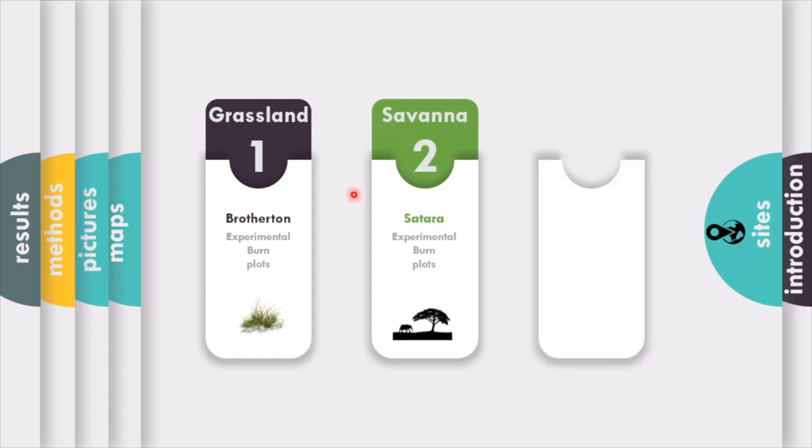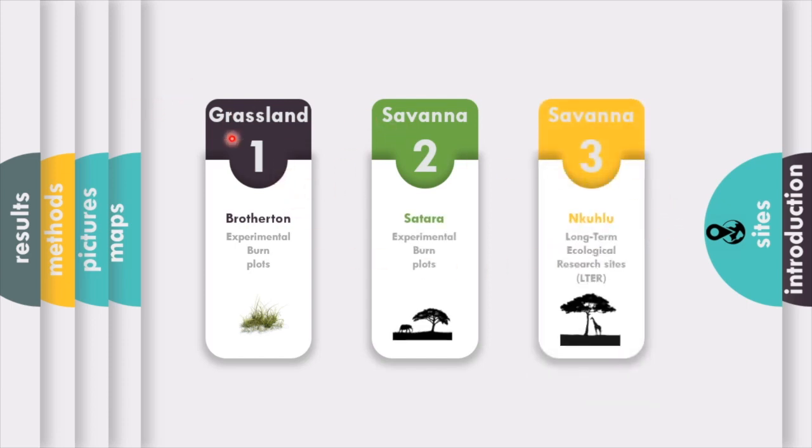To test this hypothesis, we selected 3 sites. One site in the Brotherton Plateau atop the Drakensberg mountain range, where there is an experimental burn trial going on, and then the other 2 sites we selected from the savannah in Kruger National Park, where there's also an experimental burn trial and also long-term ecological research sites there.